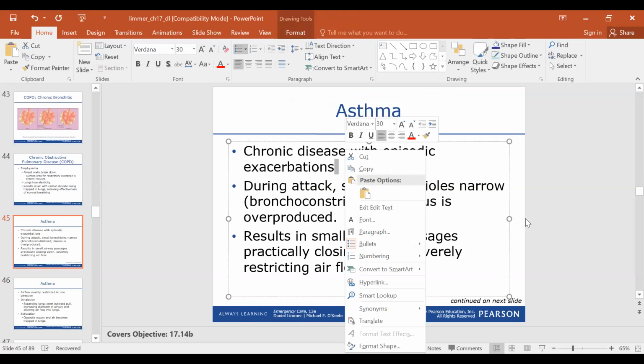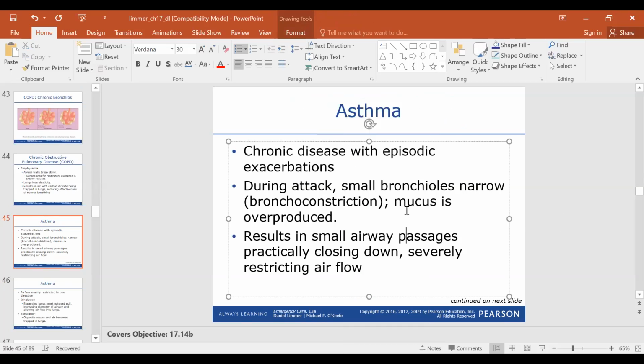Again, the bronchioles are the issue here. The bronchioles are narrowing and spasming, and it's not allowing air to come in and out adequately, mainly the out part. It results in small airway passages practically closing down. Okay.